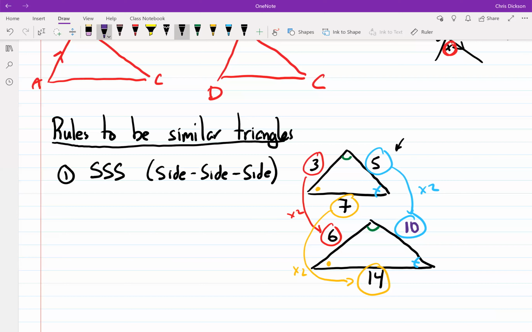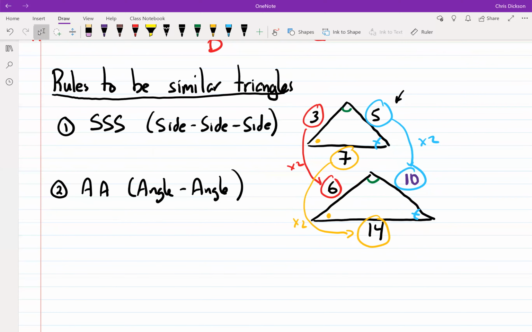The other rule for a triangle to be similar is the angle rule. I should probably call it AA. So the angle rule. Okay, and that is if you have two angles in a triangle that are the same. So I'll just draw a line here to separate these two topics.